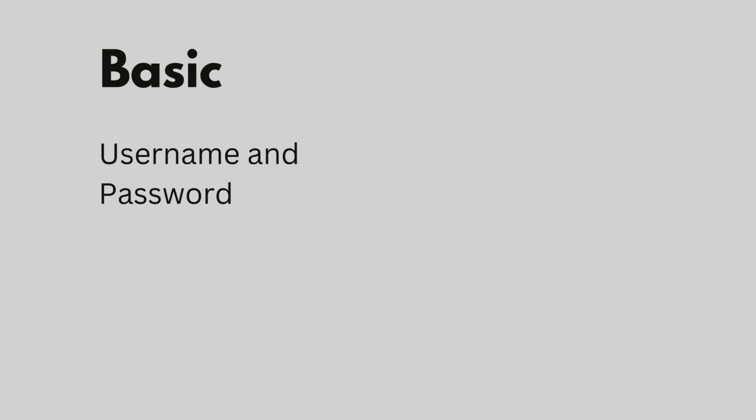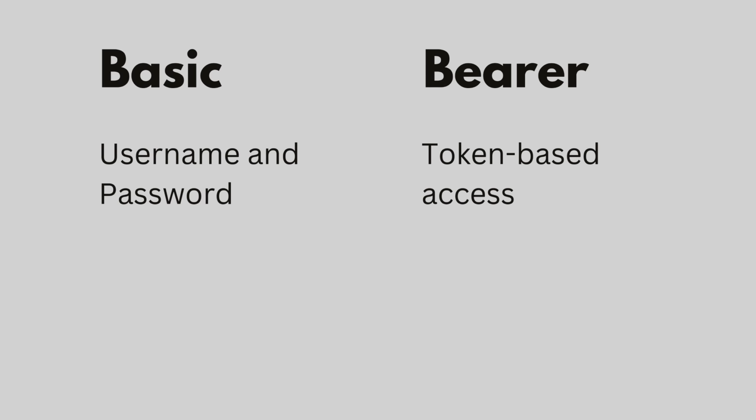In HTTP, when you send a request to a server, your authorization string isn't random. It actually follows a scheme. And this scheme is what tells the server how to interpret what you've sent. Some of the more common schemes you've probably seen before are Basic, which is your username and password, and Bearer, which is token-based access.